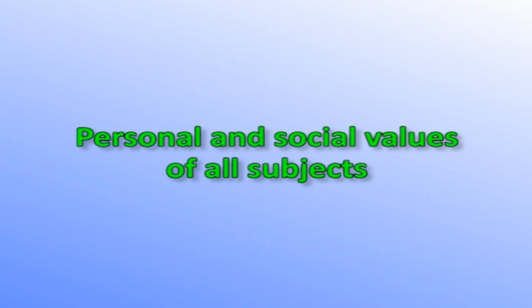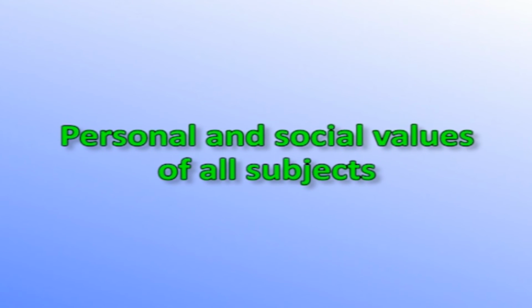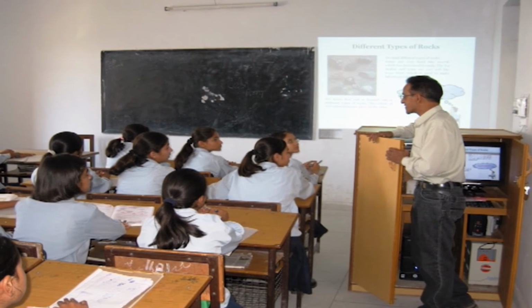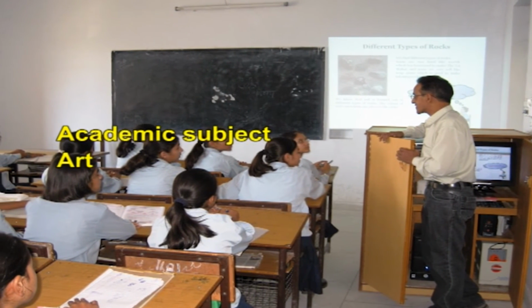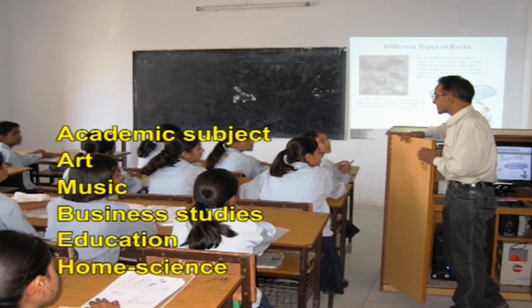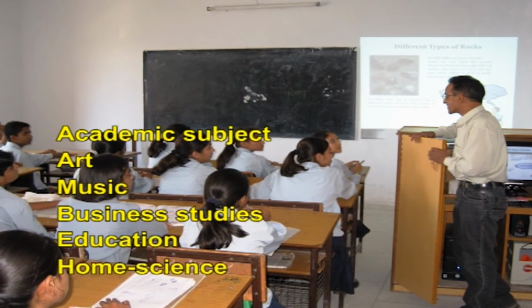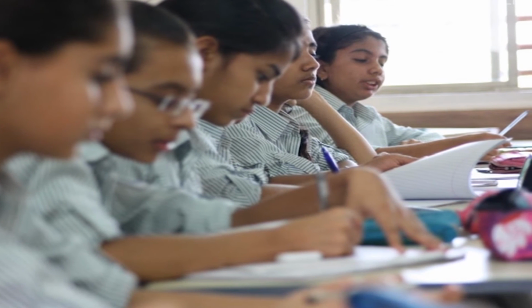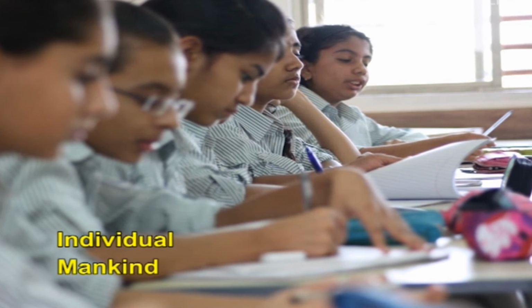Next, personal and social values of all subjects. Any subject, whether an academic subject, art, music, business studies, education, or home science, is a means to an end. It should contribute to a better life for the individual and for mankind. Students should see each subject in relation to their social and personal development and to the long-range goals of mankind.